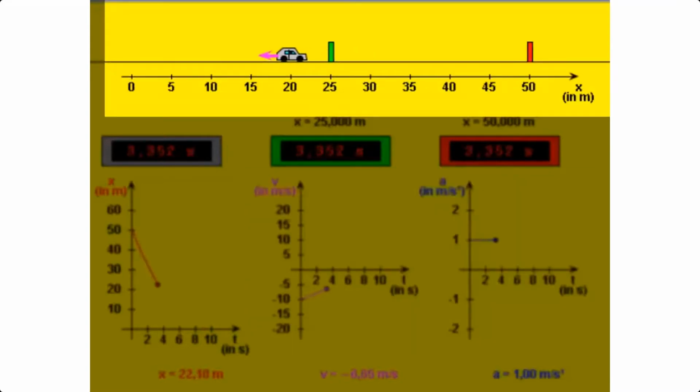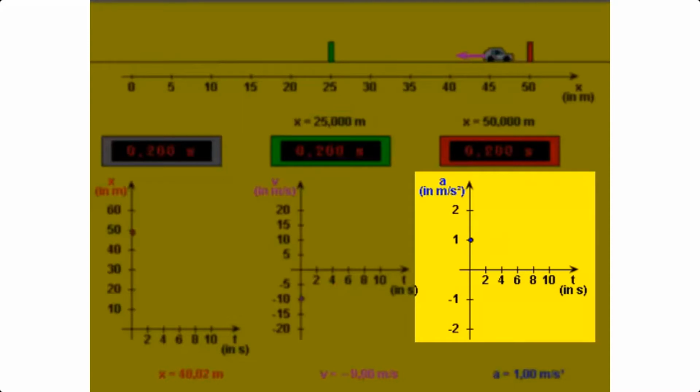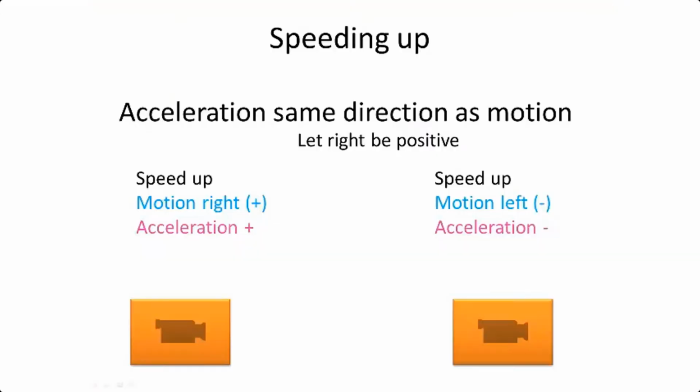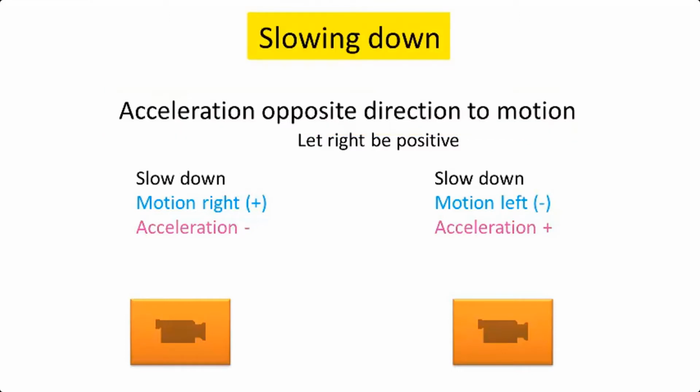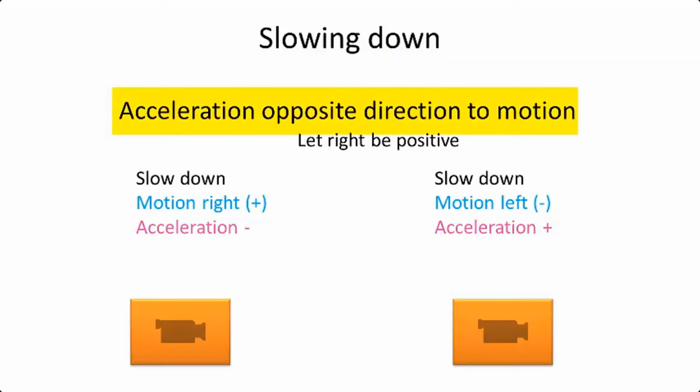Another way to look at this is the car was going its fastest when it was at the right-most, most positive position. And so its acceleration is positive because the acceleration means which side it was fastest. It was fastest on the positive side. So in summary, when an object is speeding up, its acceleration direction is the same as its direction of motion. When an object is slowing down, it is accelerating in the opposite direction to its motion.